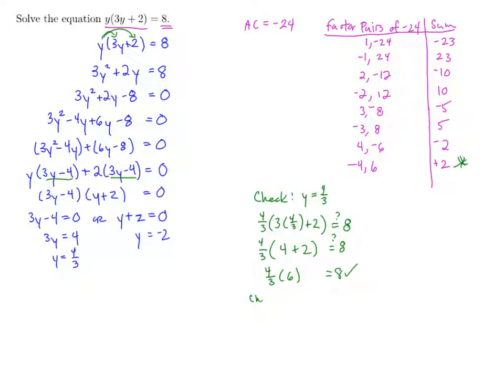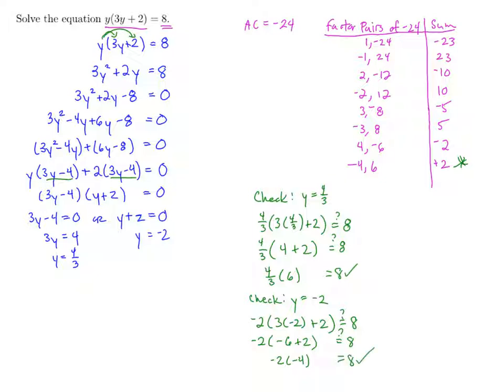The next solution that we'll check is -2. So every instance of y in the original equation we'll replace with -2. So we'll have -2 times (3 times -2 plus 2). We're checking, does that equal 8? Simplifying that, we'll have -2 times (-6 plus 2). We're checking, does that equal 8? And we'll get -2 times -4, which we know does equal 8.